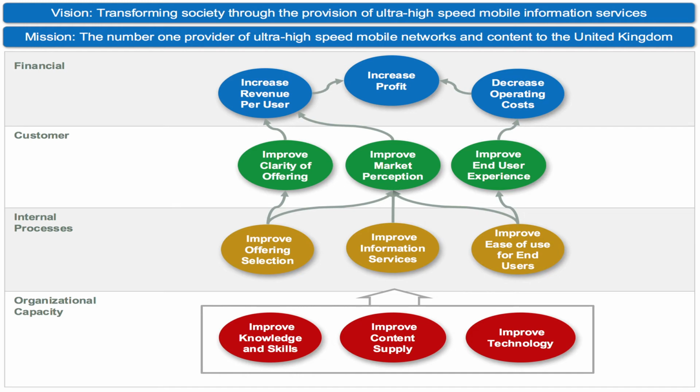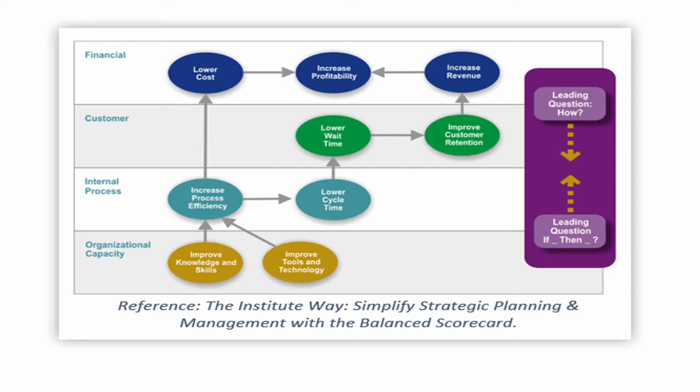This is an example of a balanced scorecard, because every company has a different vision and mission, and every company has different goals. There will be a goal for finances, customer, internal process, and organizational capacity. This is basically a general goal for all organizations, because every organization wants to increase profit. Obviously, all of them want to improve clarity of offering and improve offering selection. So this is a very general term. If you are planning to do a balanced scorecard, then you can quote this because it can go with any organization undoubtedly.